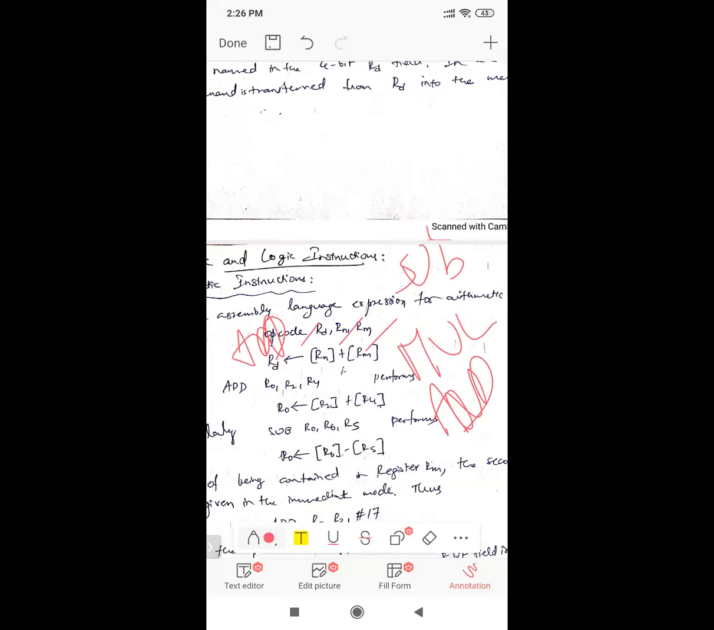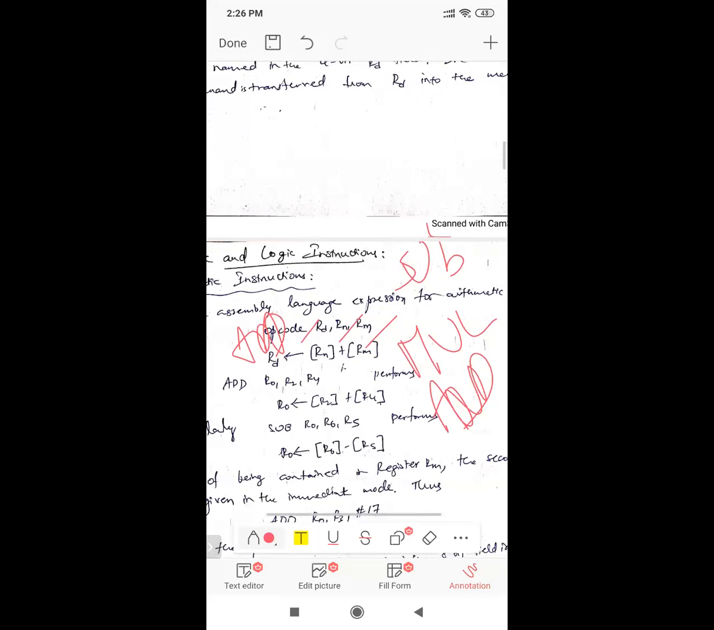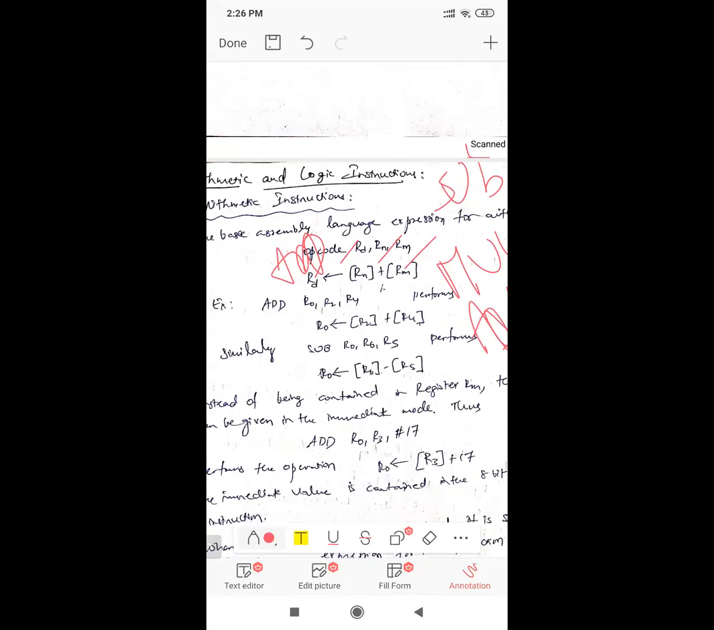RN and RM are used as source registers and RD is used as the destination register. Okay, RN plus RM. With opcode add, the contents of RN plus the contents of RM are both added and transferred to the RD register, the destination register. I have taken some examples. Add R0, R2, R4. In this case, the R2 content and the R4 content are both added, and the result is transferred to the R0 register. Okay.